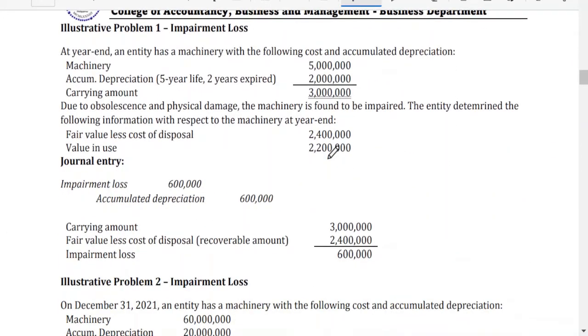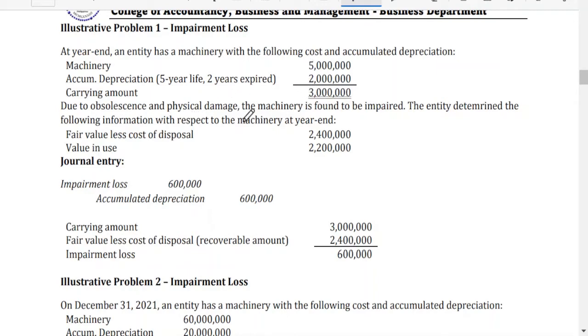Now let's go to an illustrative case. So you have the following details for our machinery. You have the cost and the accumulated depreciation. So the asset has 5-year life and 2 years have already expired. So meaning if the cost of the asset here is 5 million and it has 5-year useful life, and therefore, every year, the depreciation is 1 million since there is no salvage value in the problem.